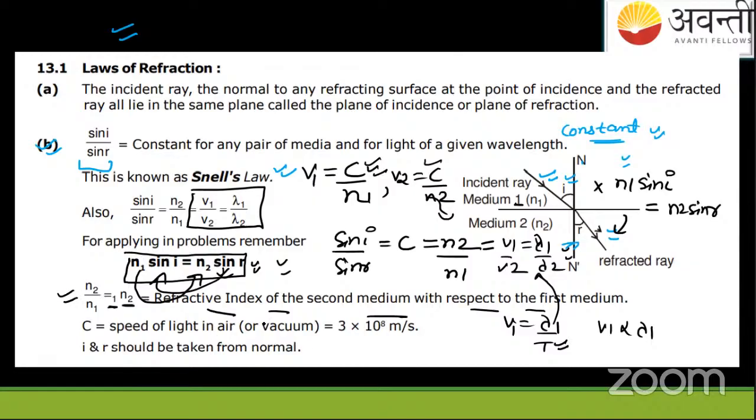That's fine. So C is the speed of light here. I and R should be taken from the normal. This is the incident ray and this is the refracted ray. Taken from the normal means the angles I and R are measured like this. Got it?